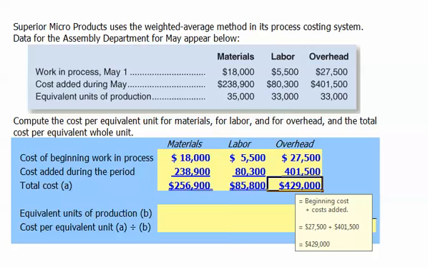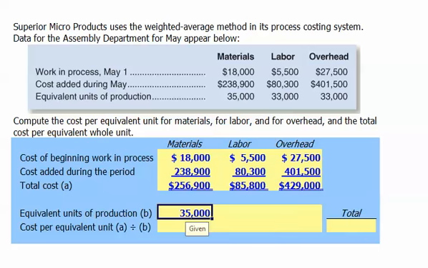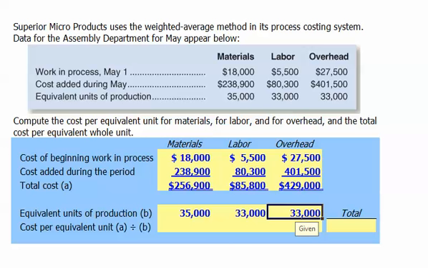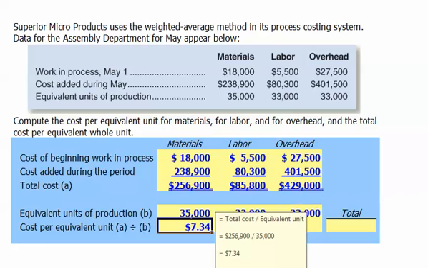Next, we'll pick up our equivalent units of production, which were given above. We had 35,000 equivalent units for direct material, 33,000 equivalent units for labor, and 33,000 equivalent units for manufacturing overhead. The final step then is to calculate our cost per equivalent unit, and our cost per equivalent unit is simply our total cost divided by our equivalent units.